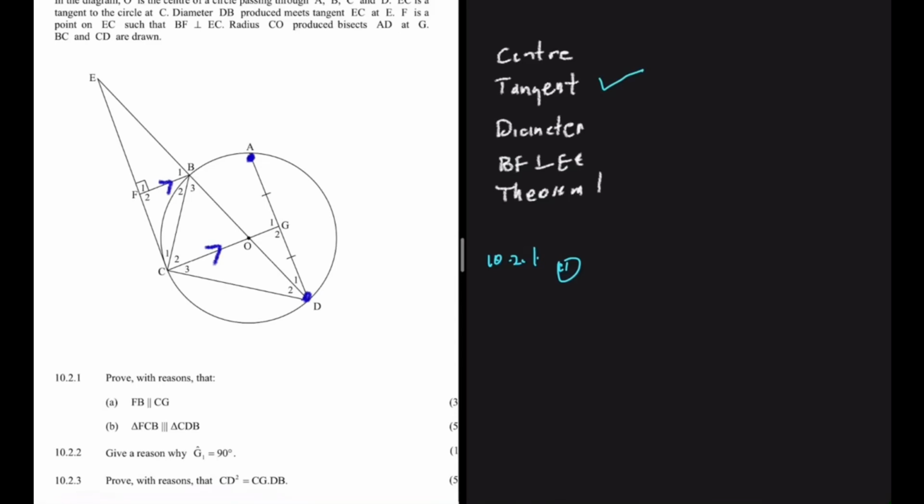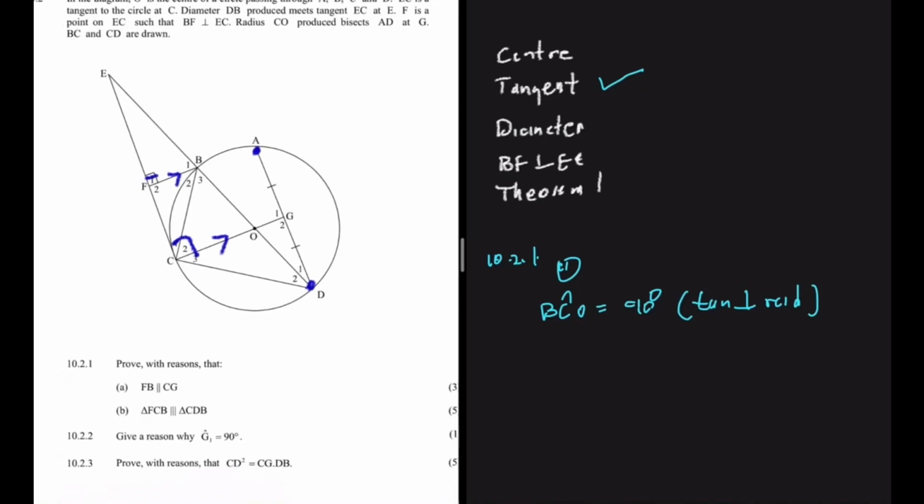The only thing we can deduce from the tangent is that this angle here is 90 degrees, right? Because the tangent and the radius will always be perpendicular to each other when they touch, right? So we can say that angle BCO is equal to 90 degrees. And why are we saying so? We know that the tangent is perpendicular to the radius. But then we're given that F1 is equal to 90 degrees, right? Right here, F1 is equal to 90 degrees.